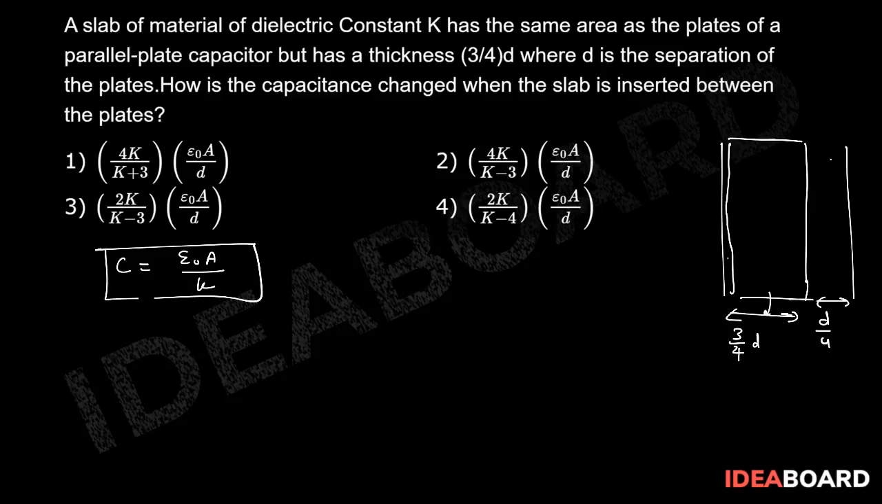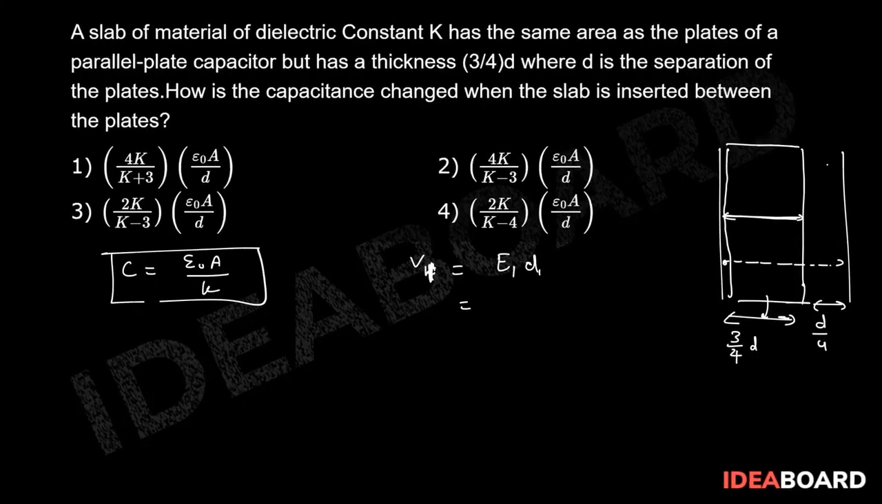How do we calculate? We want to calculate the potential difference. For this we need to calculate the value of V1. V1 means E1 into D1, and E will be sigma by K epsilon naught, because in a dielectric it is K epsilon naught. D1 will be equal to 3D by 4, correct? So now we get the value of V1.